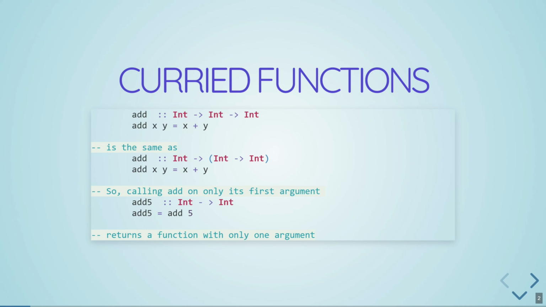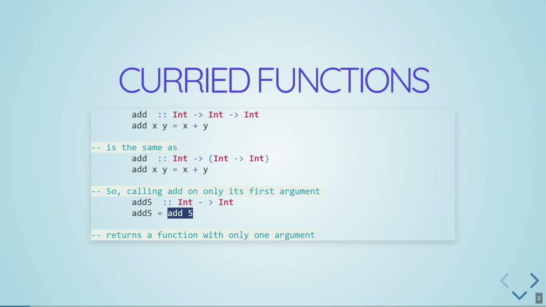Consider the following function that takes two arguments here, add. Add, looking at its type signature, is the same as a function that takes an int and returns another function that takes an int and then finally returns an int. So what are the consequences of this? So basically, we can apply arguments to add one at a time here.